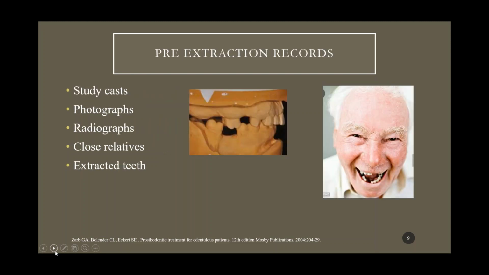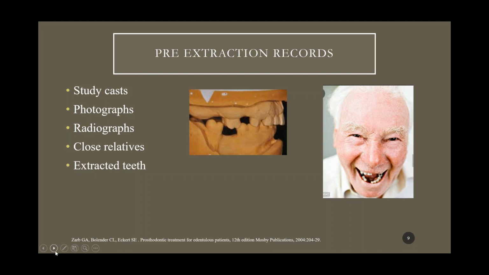Now coming to the pre-extraction records, these are the records which were obtained prior to extraction of teeth. These include diagnostic or the study casts. These are the ones which are taken before the extraction in which the patient has their natural teeth, so you can directly measure the size of the teeth. In this, the actual size and shape can be determined, but the shade of the teeth cannot be determined.